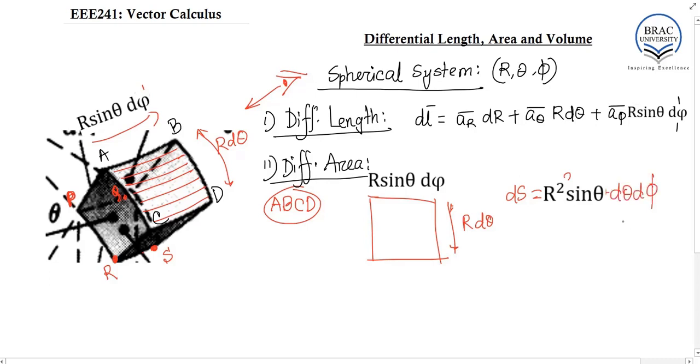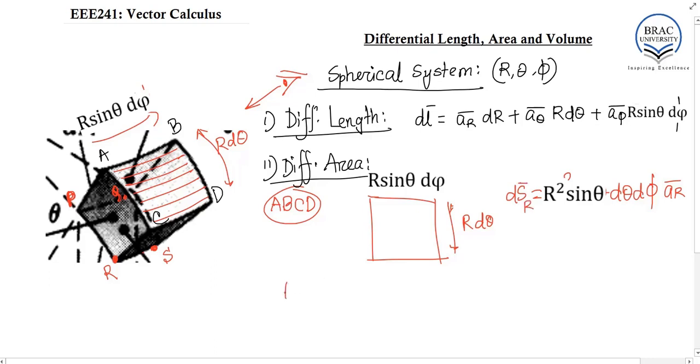All right, and if you want to turn it into a vector again, the perpendicular vector to the spherical surface is basically a_r, right? Because the radius is always perpendicular to the spherical surface, so it can be called ds_r.